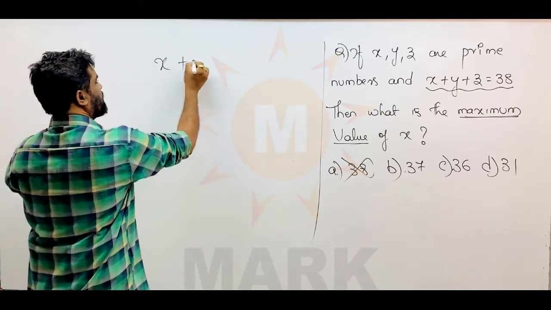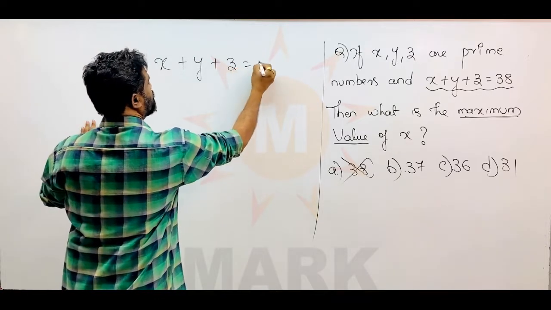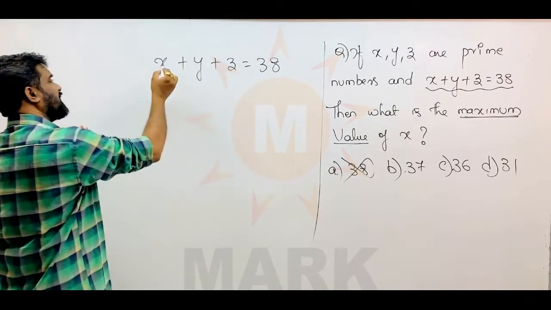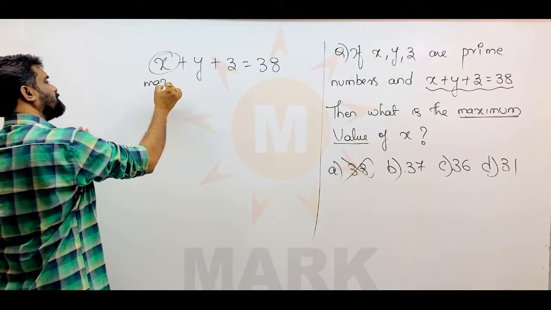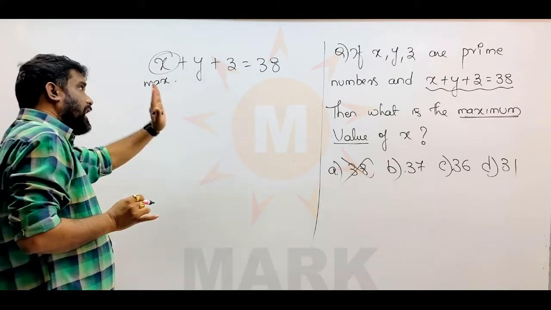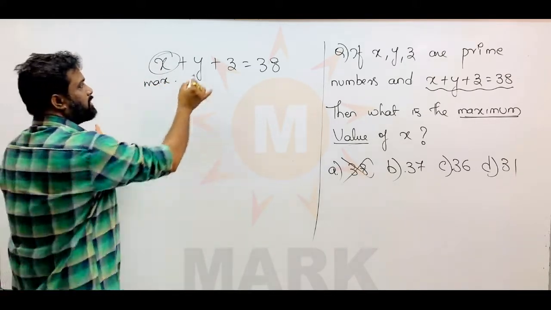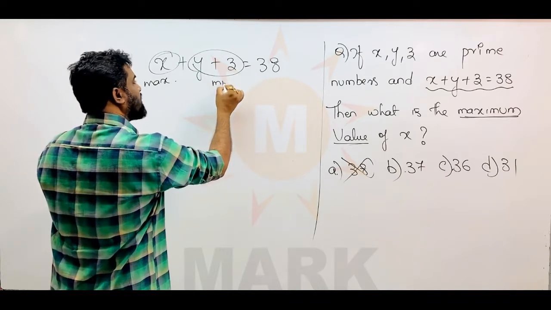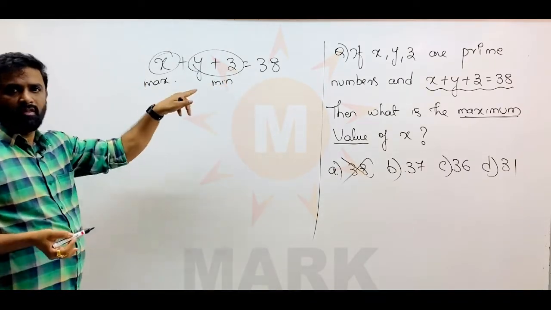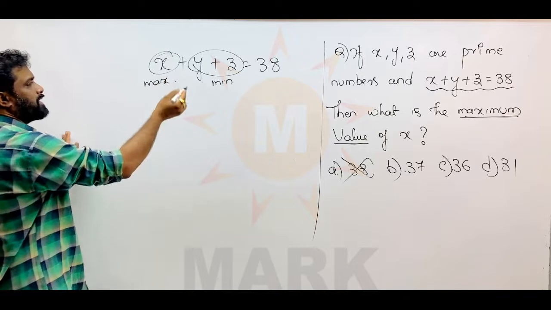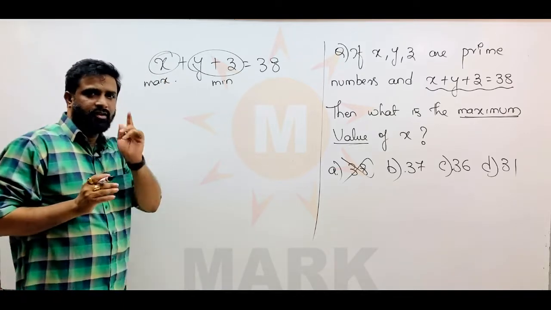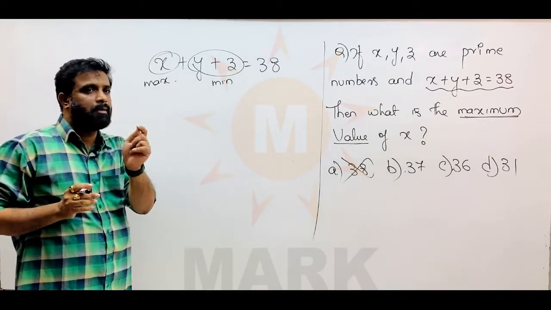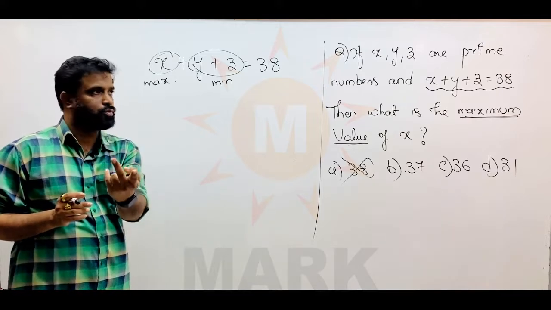Clearly, my dear friends, x plus y plus z is equal to 38. The sum is fixed and he is telling x should be as maximum as possible. That means y plus z should be as minimum as possible. So remind yourself, what is the minimum possible prime number? That is 2.